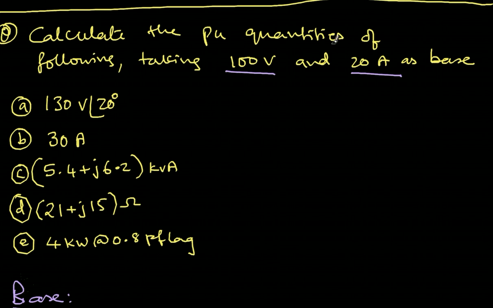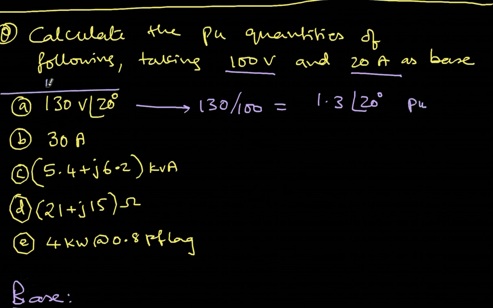Calculate the per unit quantities of the following. So 130 volts at an angle of 20 degrees. Since this is a voltage, I'll divide the actual value by the base value. The actual value is 130, the base value is 100. So I'll get 1.3 angle 20 degrees. This is in per unit. This way I have converted the actual value; this is the actual value and this is the per unit value.